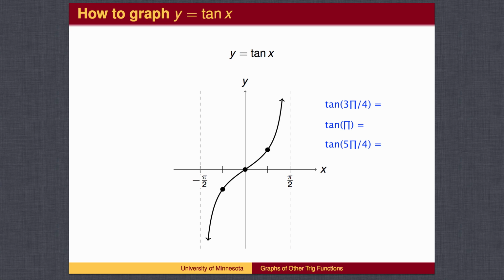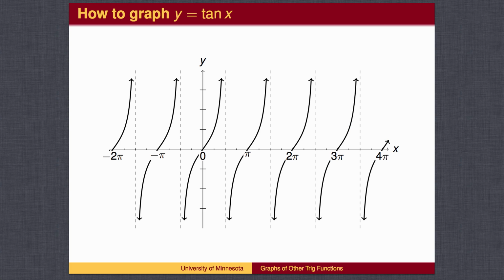The tangent values at 3 pi over 4, pi, and 5 pi over 4 repeat the same pattern as before, namely the values are negative 1, 0, and 1 respectively. Thus the branch of the tangent function between pi over 2 and 3 pi over 2 is identical to the branch from negative pi over 2 to pi over 2. Since the unit circle repeats every 2 pi, so does the graph of tangent, and we get a repeating sequence of these branches.